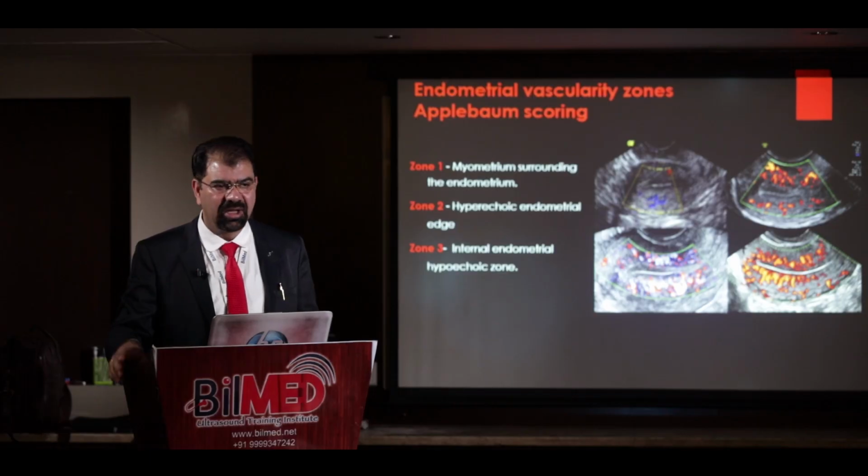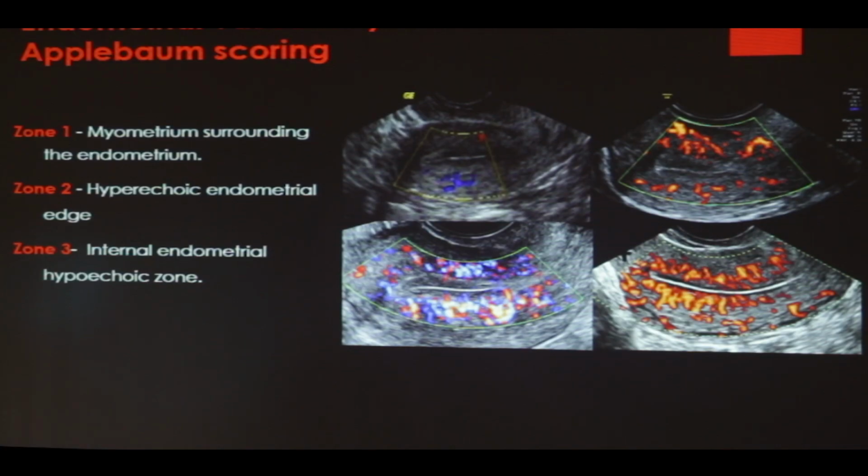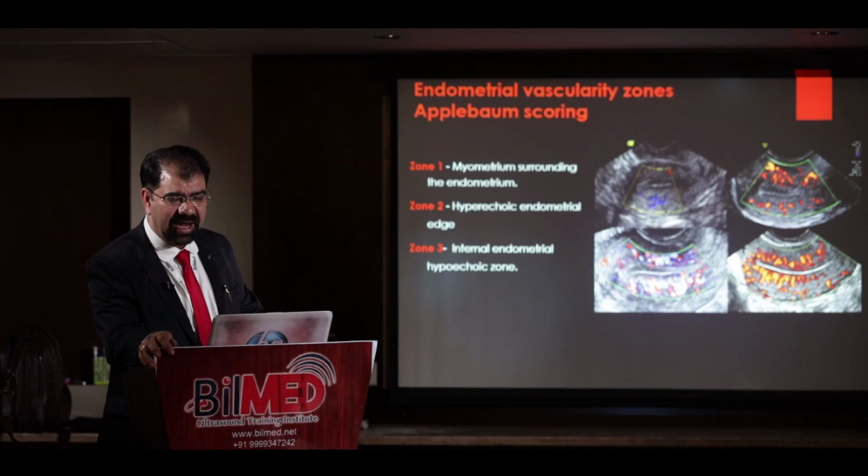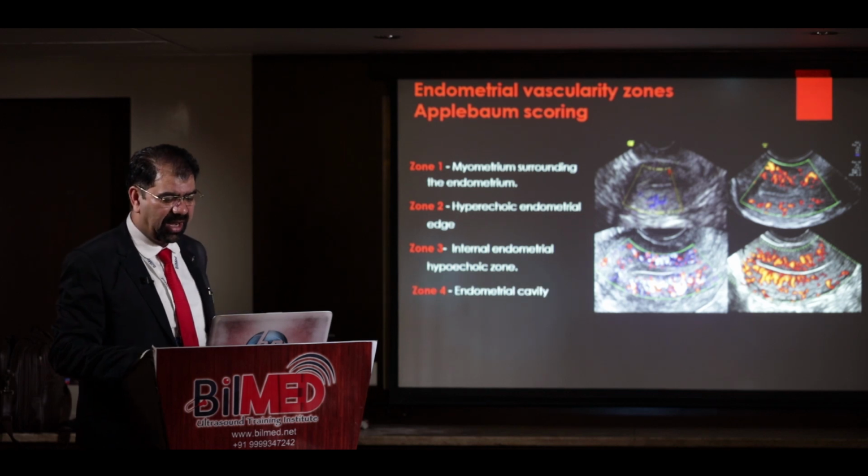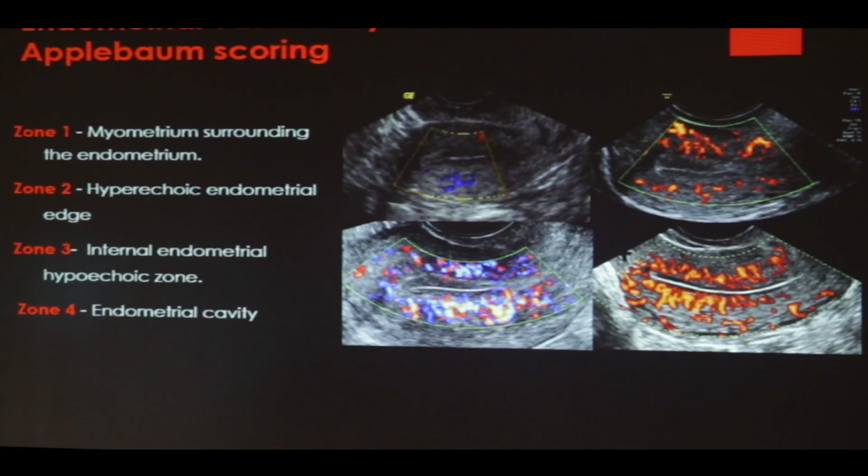I need the vessel to be in zone 3. Why? Because I want to perfuse, I want to have some vessels in this layer, in the tunica functionalis. That will be zone 3. And if it is going and crossing this tunica functionalis, so that it is now touching the central canal, this endometrial canal, that is zone 4, and that is excellent for the patient.